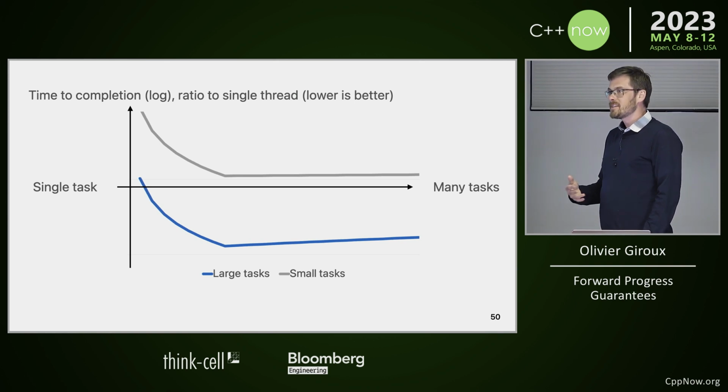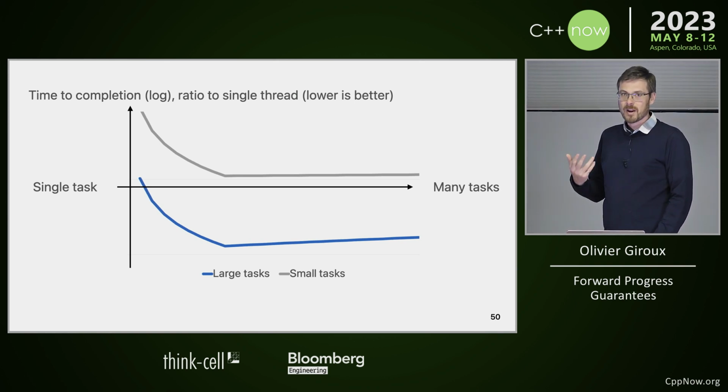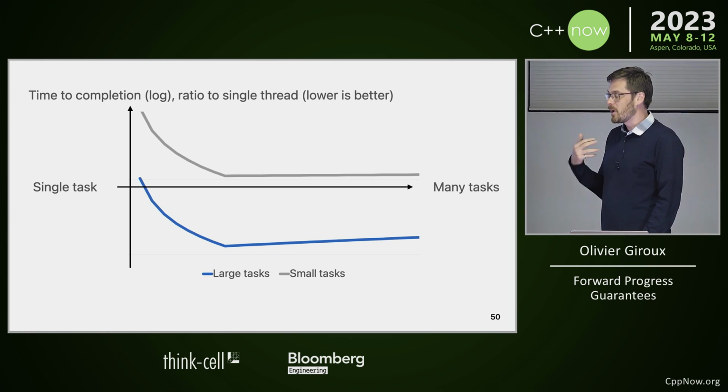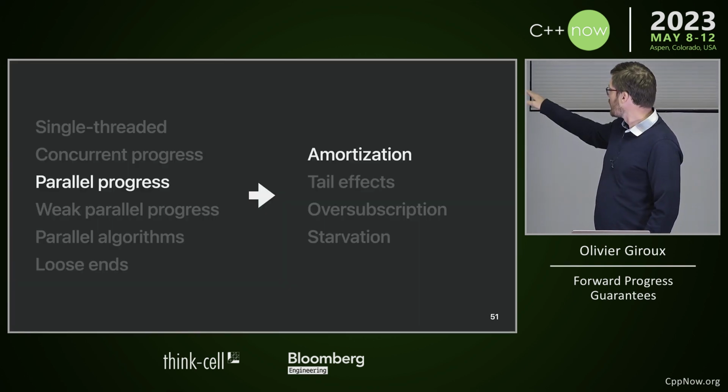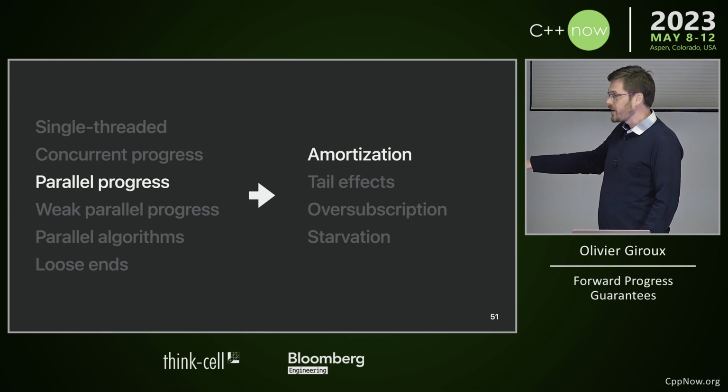So now we get into the business of building a parallel programming abstraction. Why do people who talk about parallel programming not talk about spinning a bunch of threads? So we're going to go over four things to worry about. We're going to start with amortization.